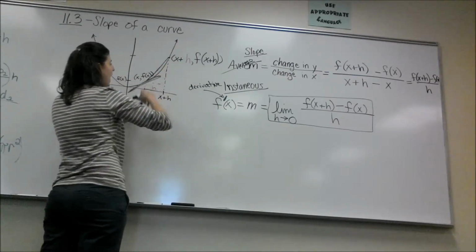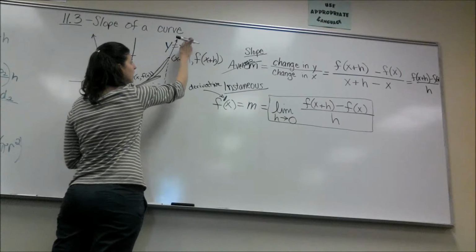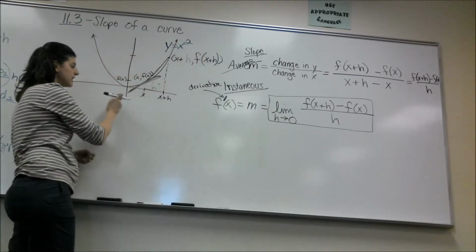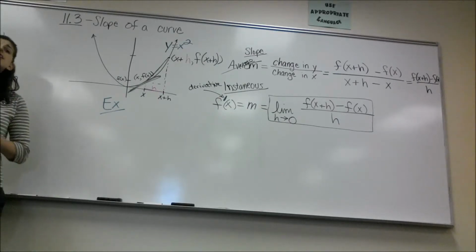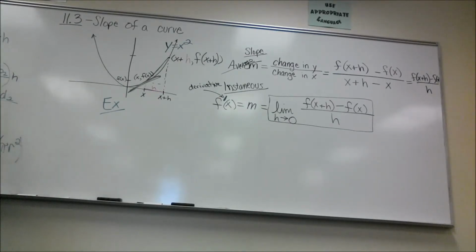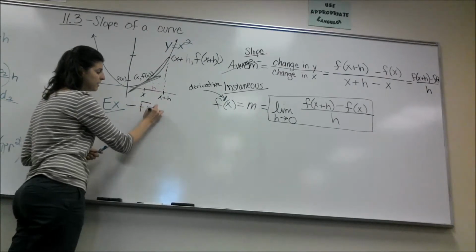If this is y equals x squared, let's do an example. Let's say I want to find the derivative, or find the instantaneous rate of change, of y equals x squared. And it will actually say find the derivative.